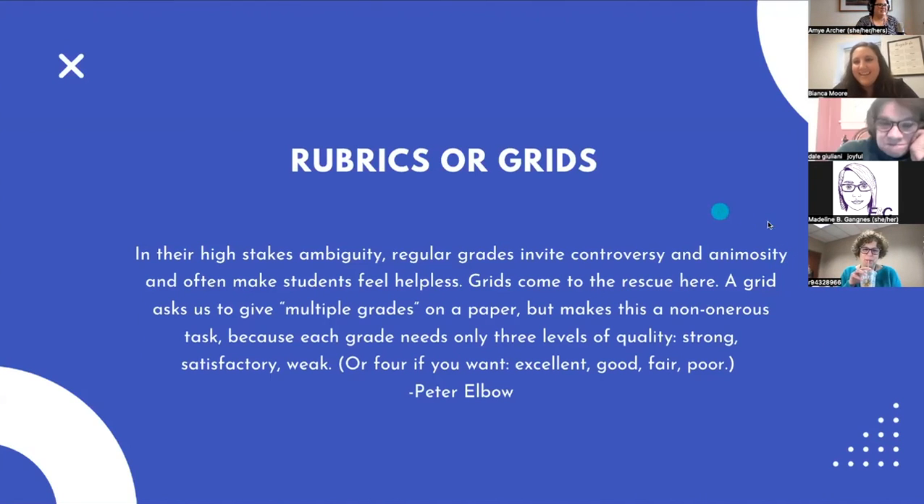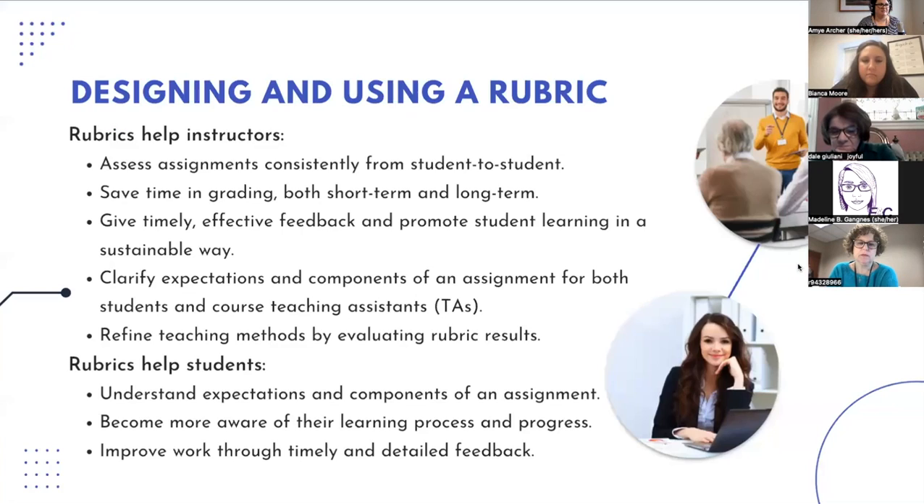So one of the tools we can use, and we've mentioned it a little bit, is a rubric or a grid. In their high stakes ambiguity, regular grades invite controversy and animosity and often make students feel helpless. Grids can come to the rescue here. This is also from Peter Elbow. A grid asks us to give multiple grades on a paper, but makes it a non-onerous task because each grade needs only 3 levels of quality: strong, satisfactory, or weak, or 4 if you want, which would be excellent, good, fair, and poor. And we're going to talk a little bit about that with Bianca, who's our rubric expert.